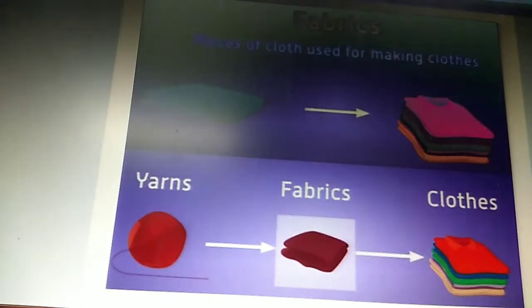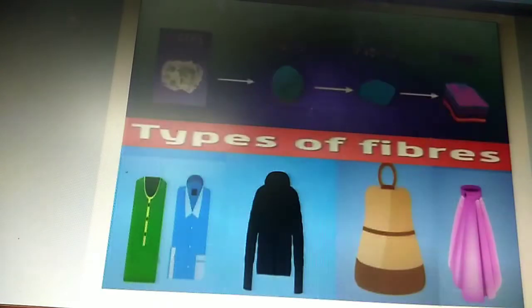Next, coming to what are fabrics? See, pieces of cloth used for making clothes are called fabric. These are the pieces of cloth which will be used to make the clothes. Now yarn, fabrics and clothes. Again I have given fiber, picture, yarn, then fabric, then cloth.